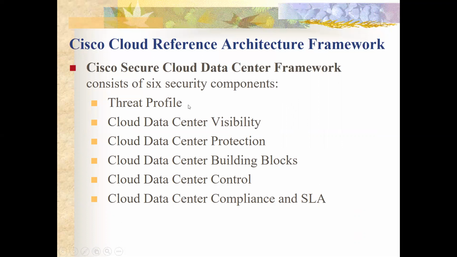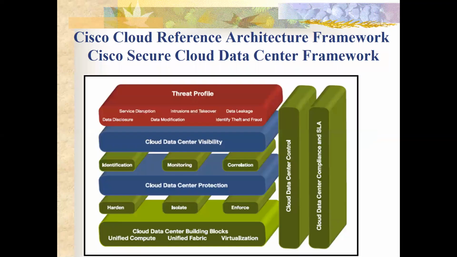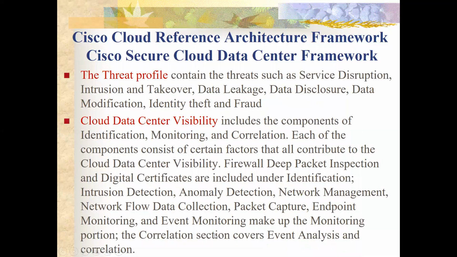These 6 components include the threat profile, cloud data center visibility, cloud data center protection, cloud data center building blocks, cloud data center control. The last one is cloud data center compliance and SLA. Okay, from here we can see more clearly, right? For each component, what it includes, we give a little more detail. We go through all the descriptions.